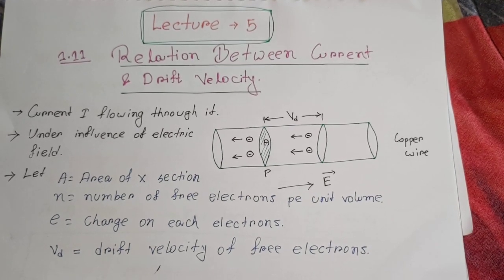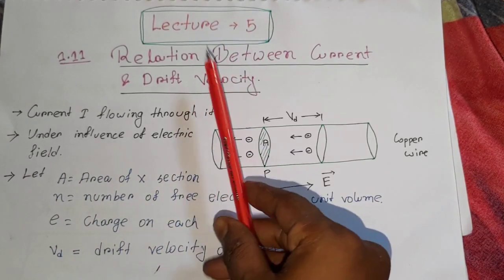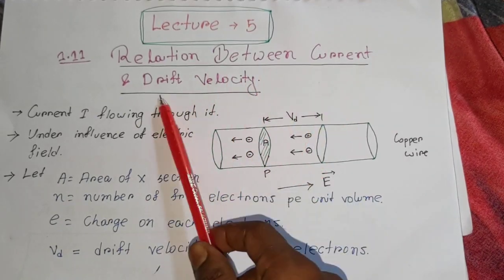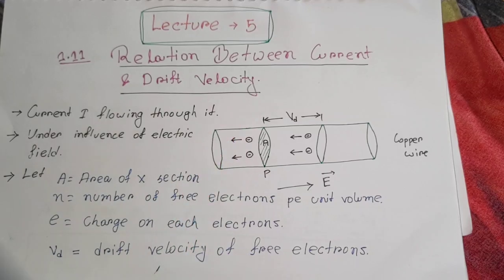Hello guys, this is our lecture number 5. The topic of this video is the relation between current and drift velocity.